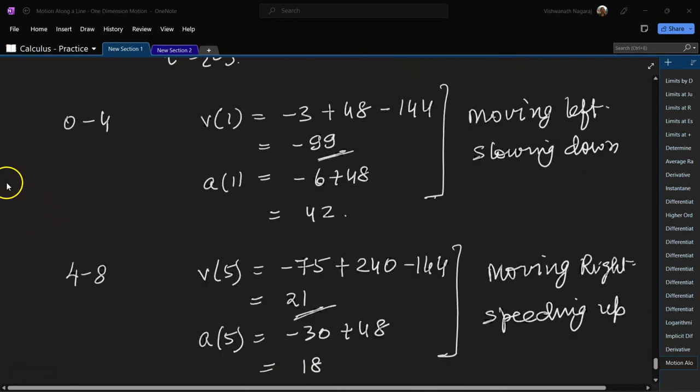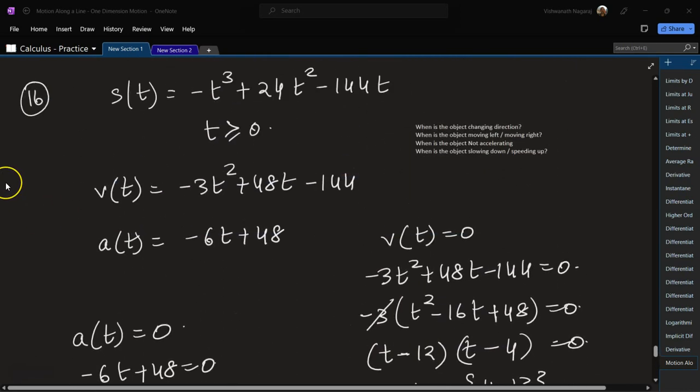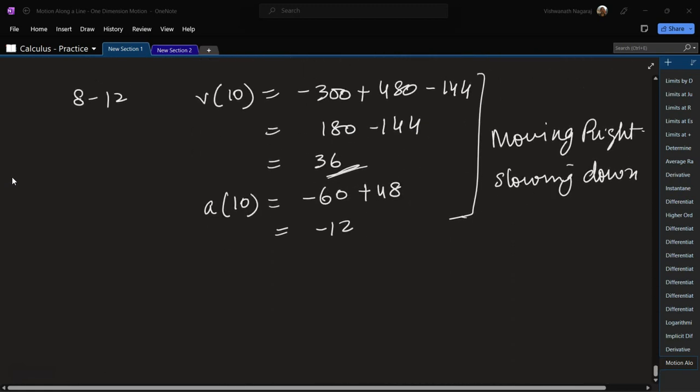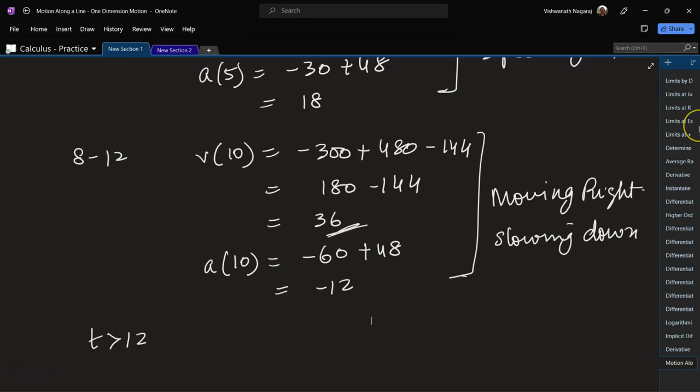Okay. Now, is there any other interval that we are interested in? Yes, greater than 12. Because remember, our time interval that is given to us is t greater than or equal to 0. So we have to look at t greater than 12 as well. Okay, so let's take v of 15.